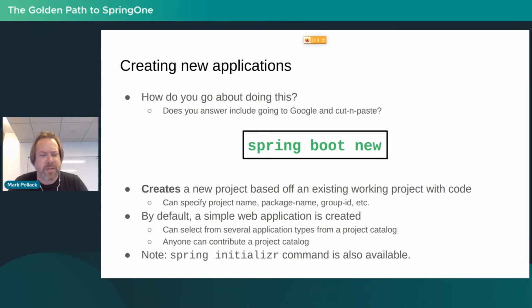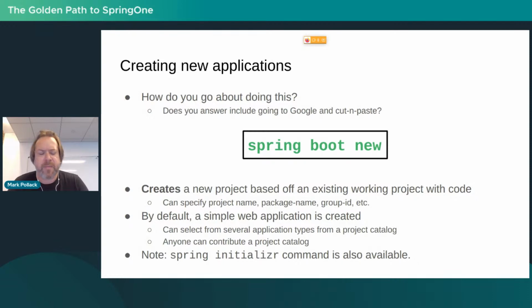I mentioned you can create a simple web application by default, but there are many other application types that you could use to start out, and those are chosen from a project catalog. The project catalogs are not tied down. Anyone can contribute a project catalog to the Spring CLI, and then you can create your own new projects using that.